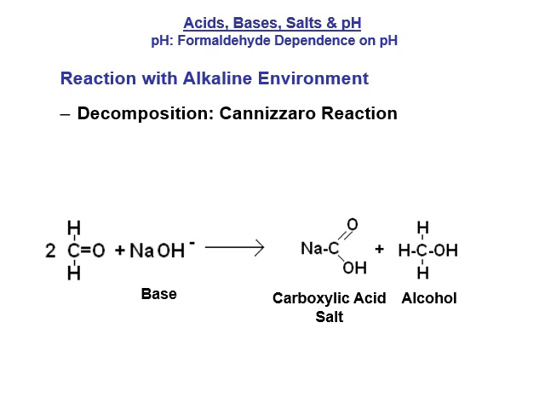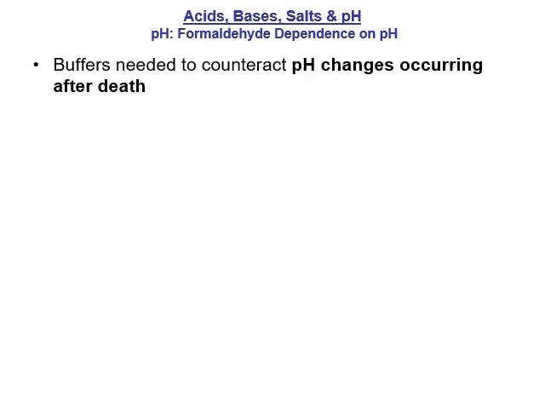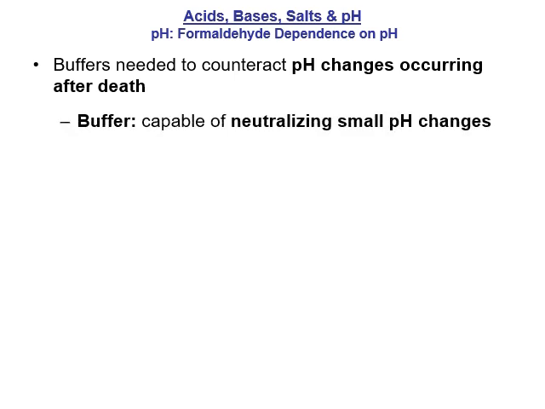So how do we counteract these pH changes in the body? We use things called buffers. Okay, so that's a buffer right there. Buffers are needed to counteract the pH changes occurring after death. So as I said, the body initially goes acidic. Over time, it's going to become more and more basic. So buffers are capable of neutralizing very small pH changes. Buffers can act as both acids and bases. Thusly, they are amphoteric, right?